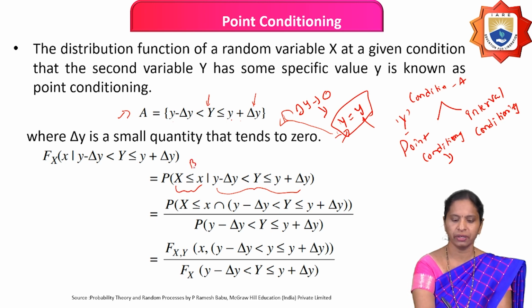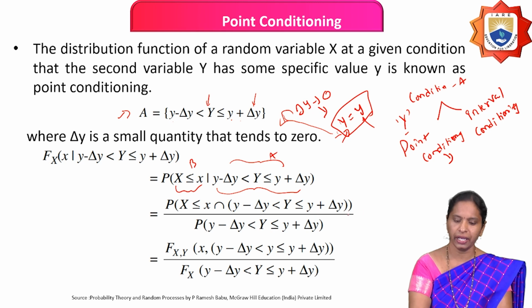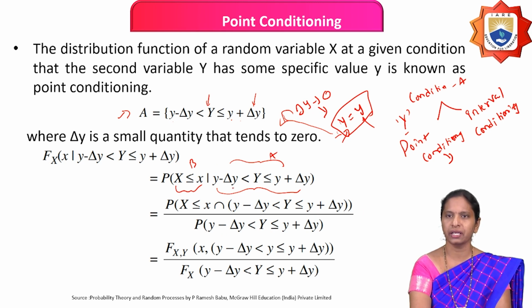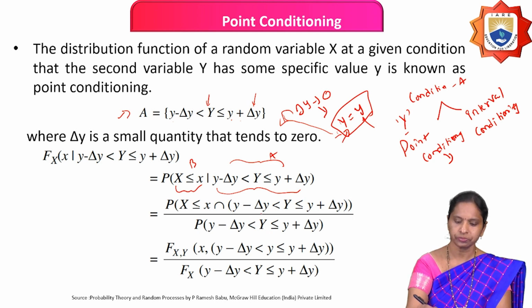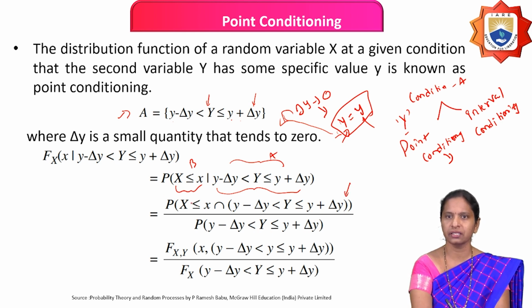Now let us say this is the event B and this is the event A. Then P of B by A equals P of B intersection A by P of A. Therefore, what is B here? X less than or equal to x, intersection. What is A here? y minus delta y less than or equal to y plus delta y, by P of A. What is A here? The random variable y takes values from y minus delta y to y plus delta y. So this is called what? The probability of the joint event X less than or equal to x and y minus delta y less than or equal to y plus delta y.